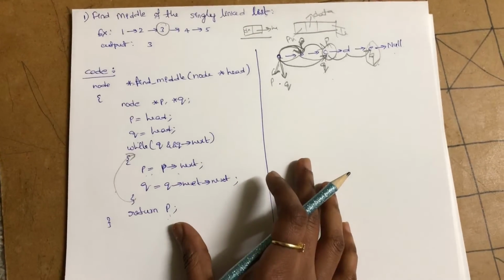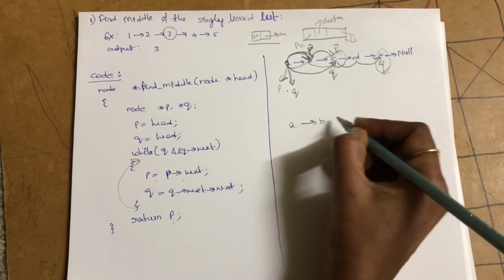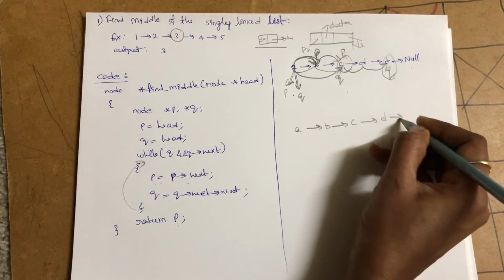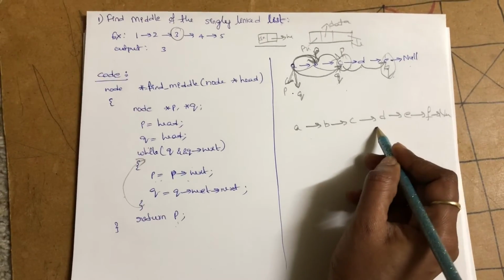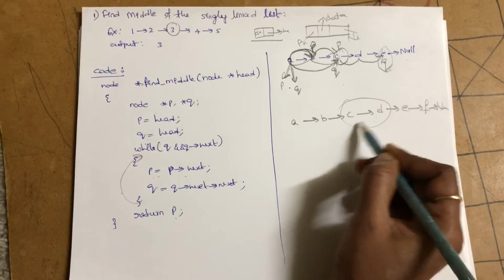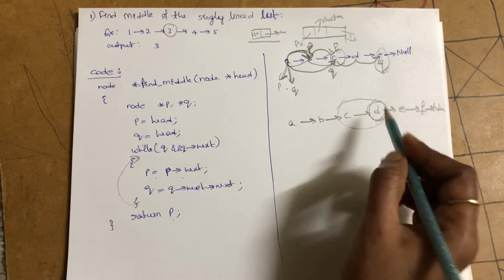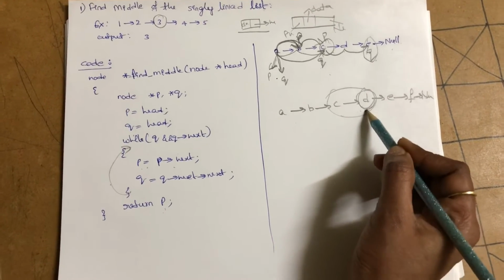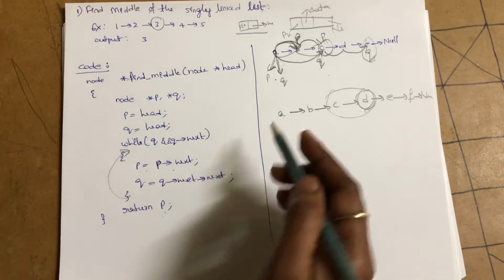Let's see how to implement this for an even number linked list, with nodes C, D, E, F. Here there are two middle nodes of the single linked list, and it has to return the second node as the middle for an even number linked list.